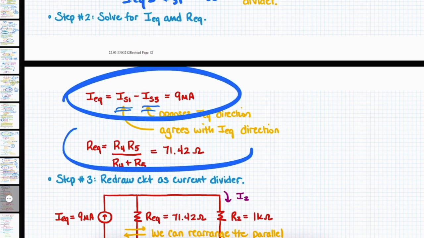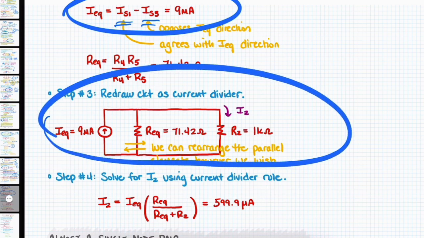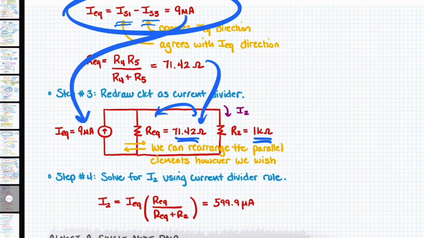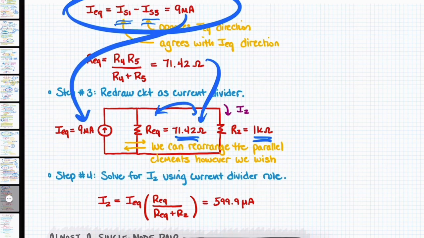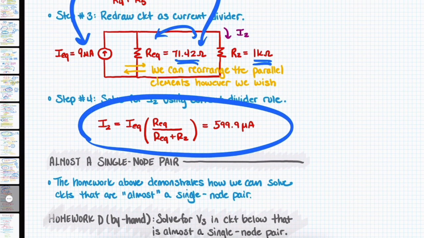And then R equivalent, we'll go ahead and calculate that using R4 and R5. And what we end up with is a current divider that looks like this. In this picture, I actually switched the locations of R2 and R equivalent, but again, it doesn't really matter here. This is our equivalent value determined from up above. This is the value that was known, and this comes from up here. And then we can go ahead and apply our current divider equation.